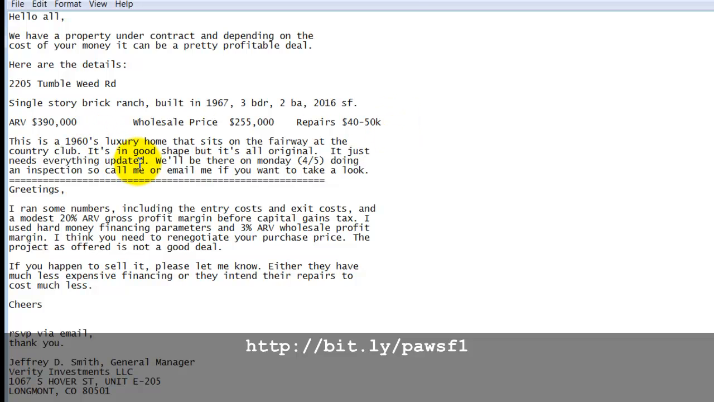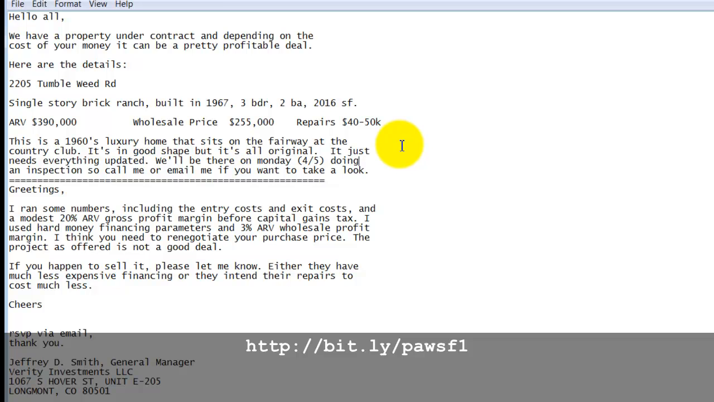I went on to Realtor.com and I found this property listed for $249,000. So apparently this wholesaler put in an offer for $249,000, got it under contract, is now trying to flip it for a $6,000 profit. We don't know how he came up with these numbers, 40K to 50K. We don't know how he got the ARV.